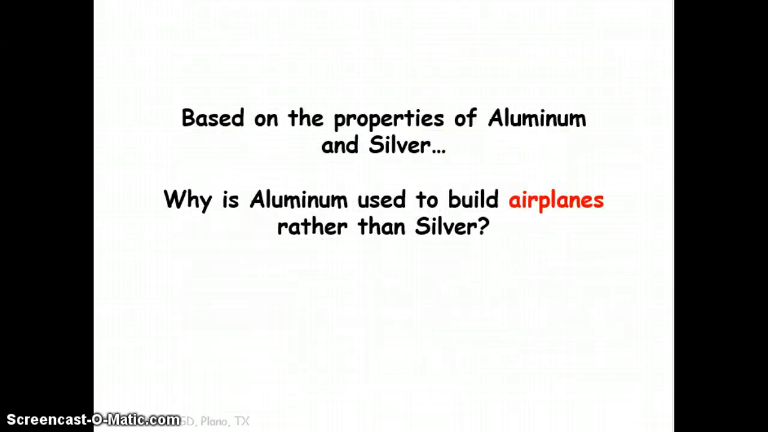Based on the properties of aluminum and silver, why is aluminum used to build airplanes rather than silver? Think about it.